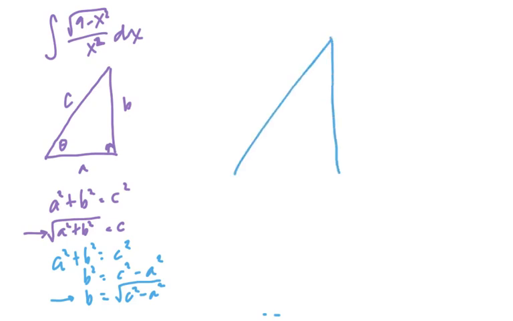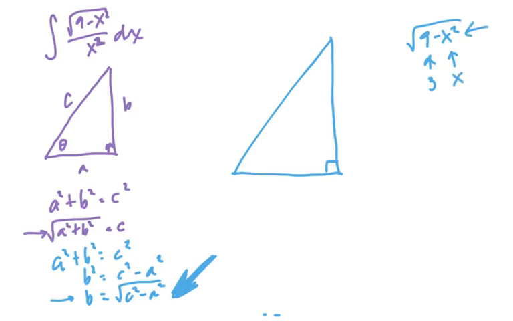Here I'm going to build my triangle very tall. Because I have the square root of 9 minus x squared, I know that this follows the form down here, where b equals the square root of c squared minus a squared. So I'm going to take the square root of this to be 3, and that's one piece of my triangle. And the square root of this to be x, and that's another piece of my triangle, and this is the final piece. Now, it's minus, so that indicates a leg to me.